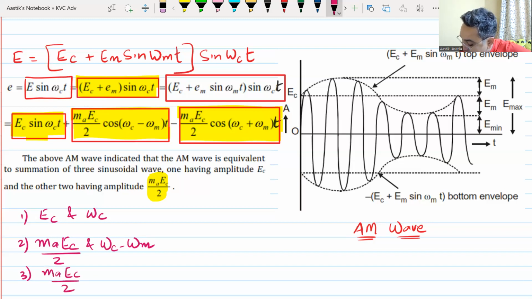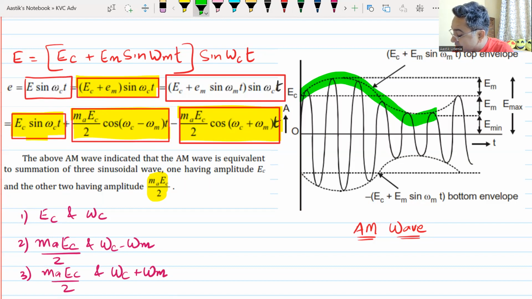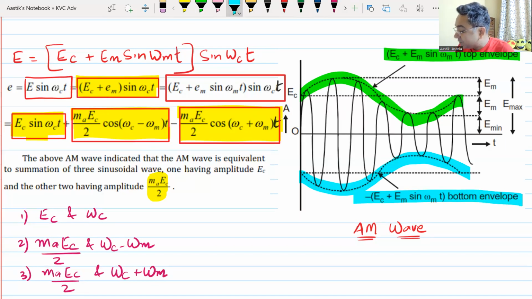E_C by 2, but the angular frequency is omega C plus omega M. Do we understand this? Yes. And you can see the green line is known as the top envelope, which is the maximum possible amplitude. And this blue line is the bottom envelope, which is the maximum amplitude in the negative direction. Do you see it's coming out so wonderfully? Yes, sir.